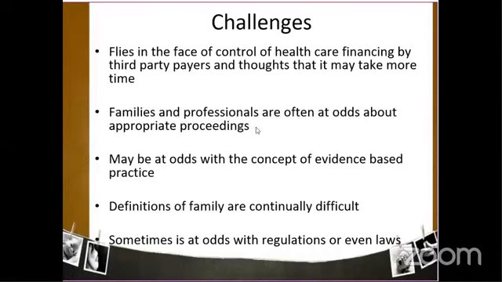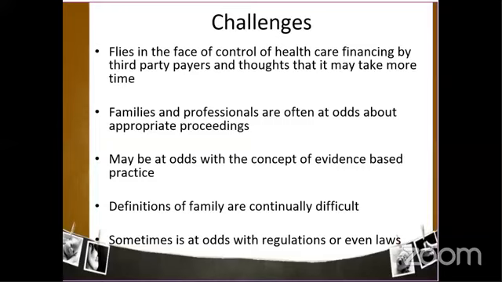Then families and professionals are often at odds about appropriate proceedings. What happens here is the doctors may want a blood transfusion. I know there is a group that is affected by that. The patient has a hemoglobin level of maybe 2 or 3, which is severe anemia. The patient might die soon, and we have people who do not believe in that.